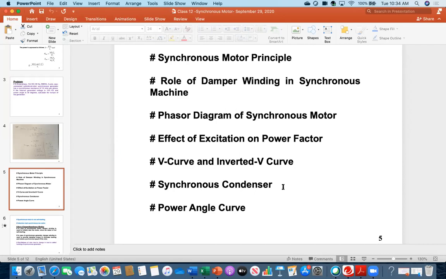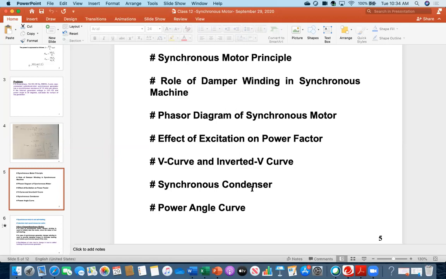It can improve the power factor. Exactly the synchronous motor, under a certain case, under a special case, it is called synchronous condenser, meaning that it behaves perfectly as a capacitor. The same thing. This means synchronous condenser can be used to improve the power factor. Exactly the same function of capacitor.